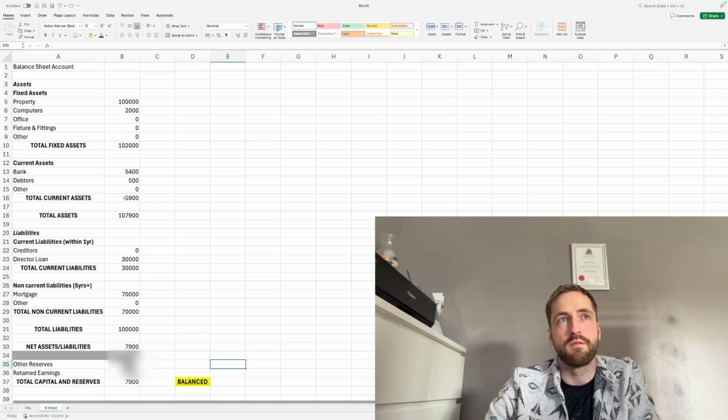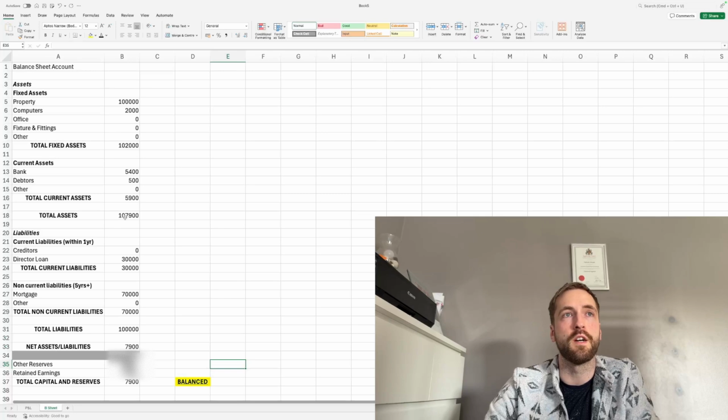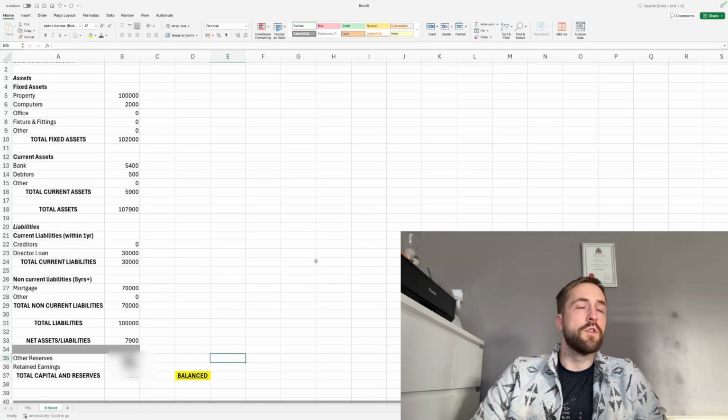Total current assets, in this case 5.9 thousand. So for your assets, you sum them all together, and overall your company at this point in time has £107,900 of assets. So next we move on to liabilities.